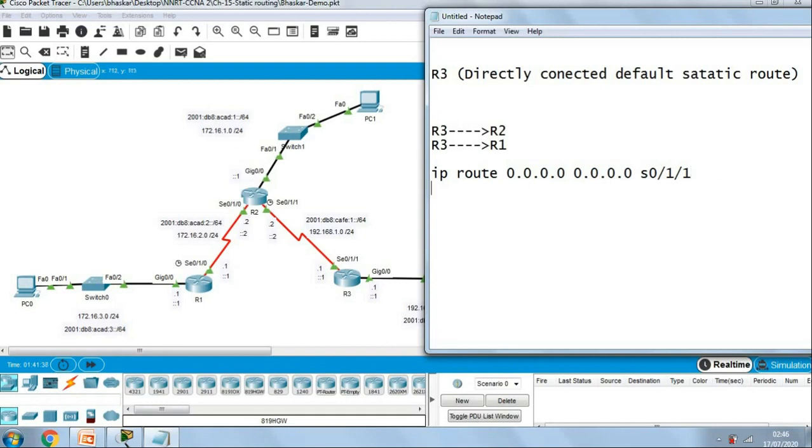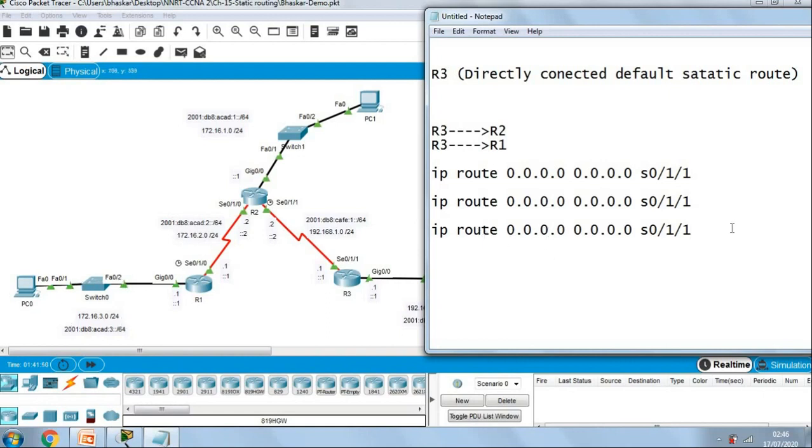This is the default. If I write for this one, I don't know about this remote network, that's why I write 0.0.0.0 same. And I don't know about this remote network. Also ip route 0.0.0.0 like this one. So all answers are the same. That is the meaning.